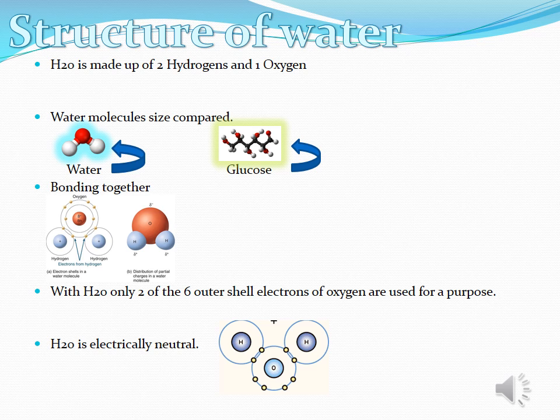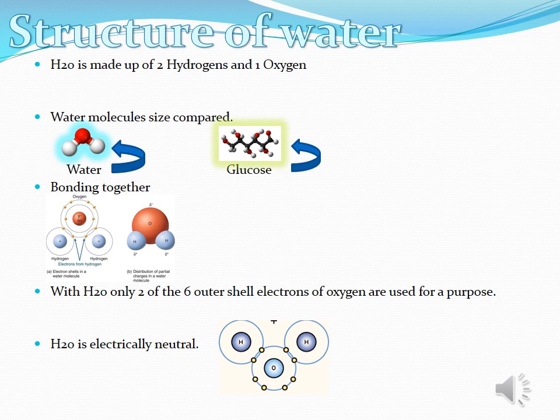They are V-shaped and very small in size in comparison to, for example, a glucose molecule or any other molecule. Each hydrogen nucleus is bound to the central oxygen atom by a pair of electrons that are shared between them. This helps give the molecule structure.